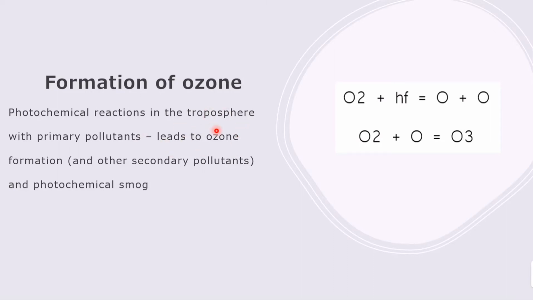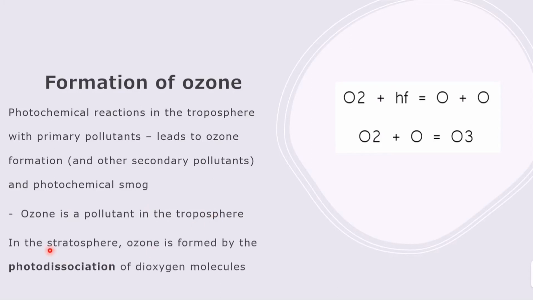These photochemical reactions with primary pollutants also lead to other secondary pollutants being created, and this all contributes to photochemical smog. And ozone is a pollutant in the troposphere. But in the stratosphere, ozone is formed by photodissociation of dioxygen molecules, and we'll be having a closer look at that later.